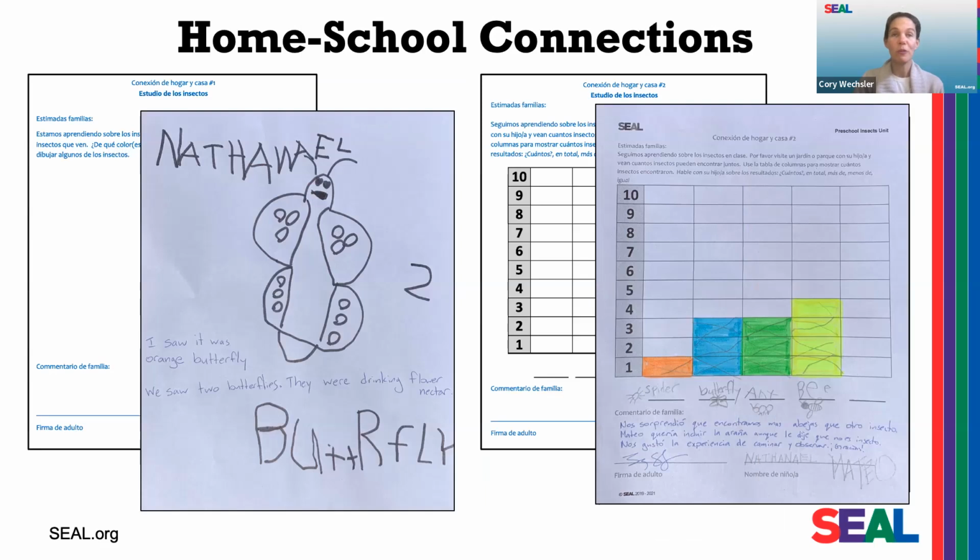Here are two examples from an insects unit. The one on the left asks families to take a walk around the neighborhood looking for insects, to talk about what they see and to draw some of the insects seen. And the one on the right invites families to look in their garden or another local garden to see how many insects and different kinds of insects they find.